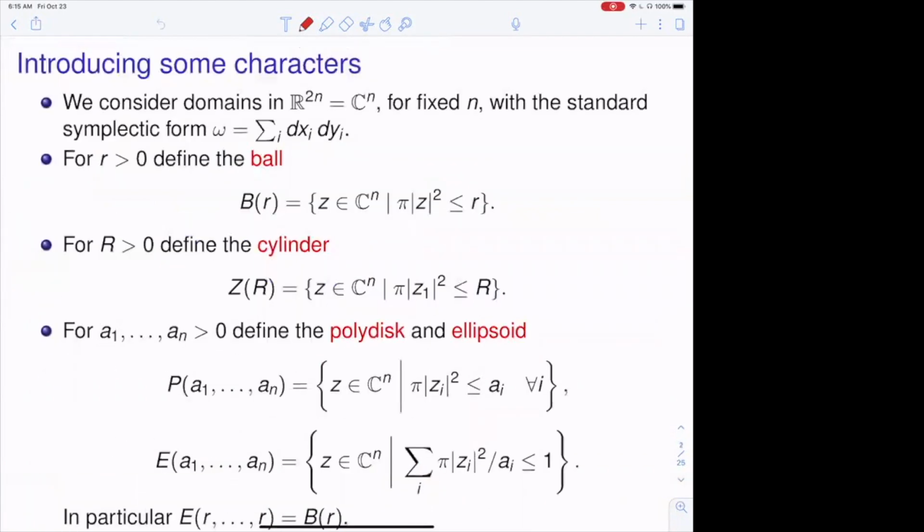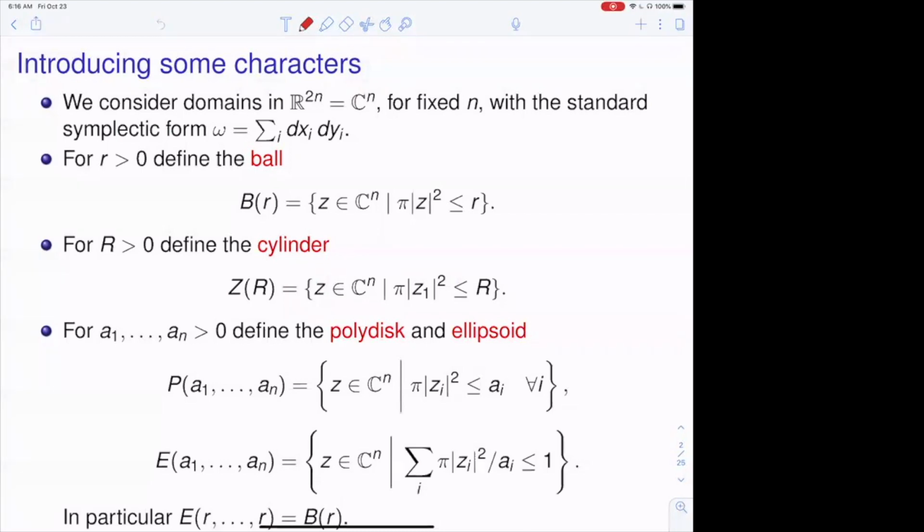So let me review a couple of basic things. These have been covered in some previous talks here, but in case anybody wasn't there. Everything I'm talking about originates from questions about symplectic embeddings. And in particular, I'm just going to talk about domains in R^2n with the standard symplectic form, although you can also talk about other kinds of symplectic manifolds if you want.